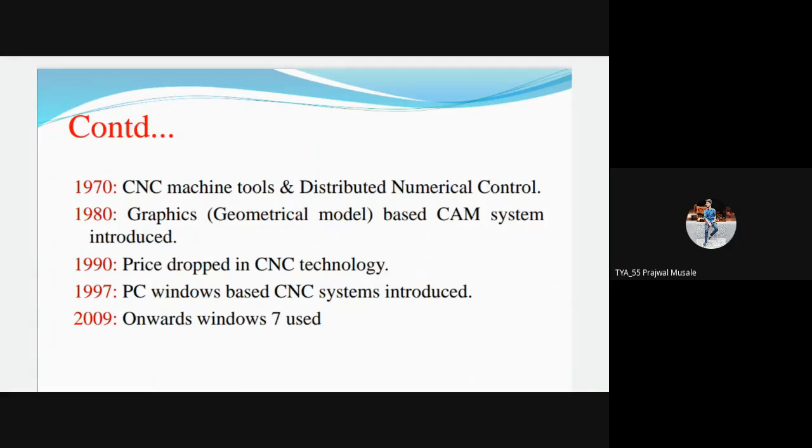In 1997, PC Windows based CNC systems were introduced, whatever the digital screen is available. From then CNC has been a windowing system, and after 2009 Windows 7 is used. Today in 2020 we are using Windows 10 also. Now this is nothing but the history or evolution of the CNC machine or DNC machine.